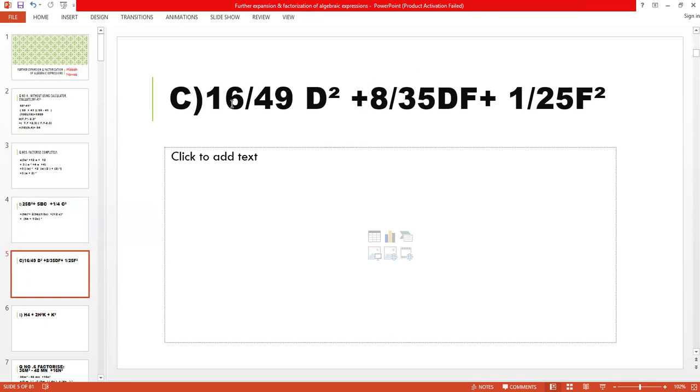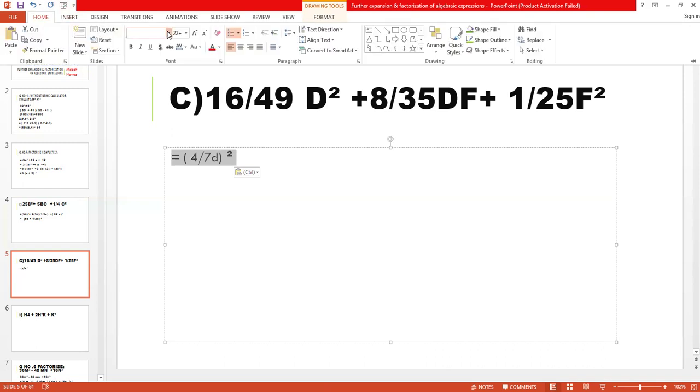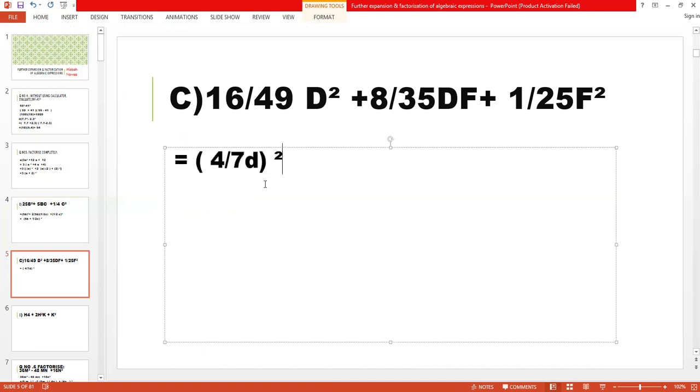Now we come to the third part, 16d squared of this question. First you have to write the first term, that is 16. Which number you have to multiply 2 times? That is 4. And 49, 7 sevens are 49. D. Okay, this is your first term. And then you have to take its square, because we have first term square. Look here. 4 4s are 16, 7 7s are 49, and d into d, d square.